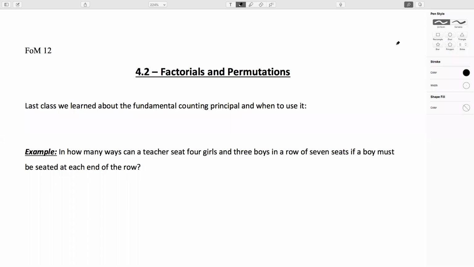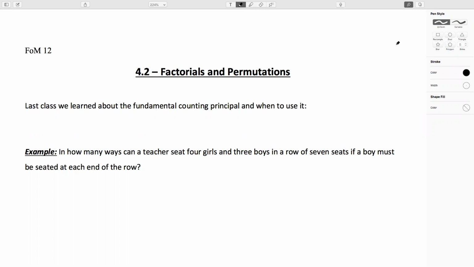Hi everyone. Just about to do our second set of video notes today. The topic of today is going to be on something called a factorial and something called a permutation. They're both to do with the counting principles, but they're going to be new symbols and techniques we're going to use for solving these. Just a quick recap.